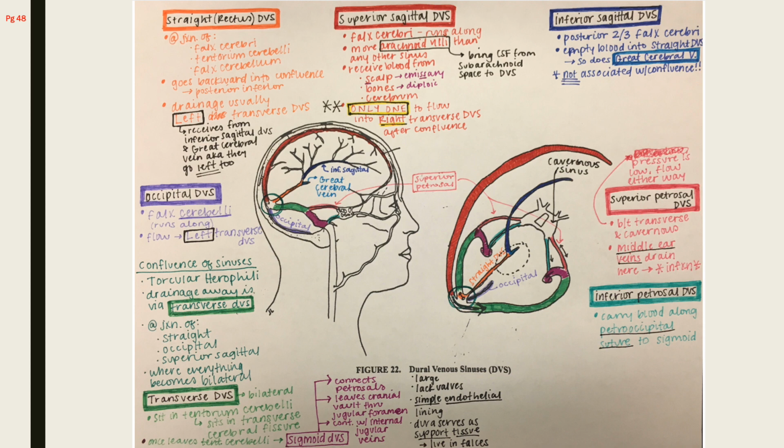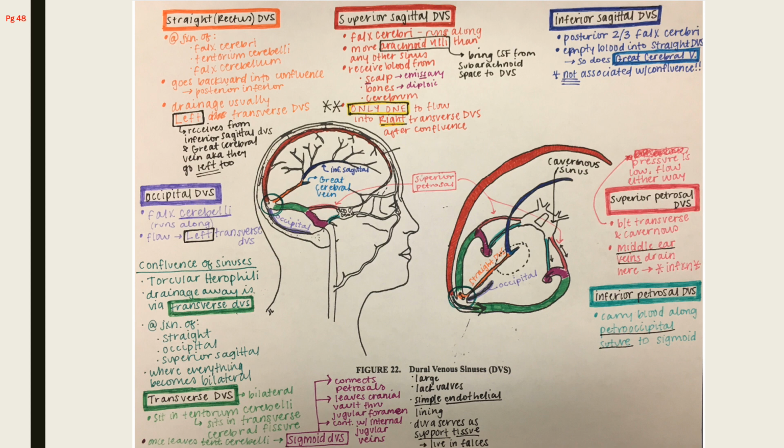Then we have our superior petrosal and inferior petrosal dural venous sinuses. The big thing to know is they're both small and bilateral sinuses. Big thing to know with the superior petrosal dural venous sinus, and that's the one in the lighter pink that I have, I have the notes written on the very right side of this diagram. This is where our middle ear veins drain. So this is important because ear infections are pretty common, right? So if our middle ear veins drain here, it's a route for infection to spread. So make sure you know that.